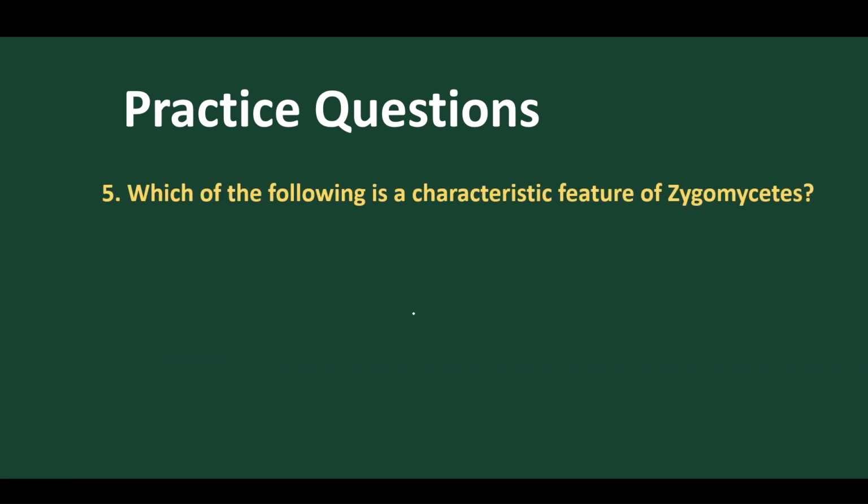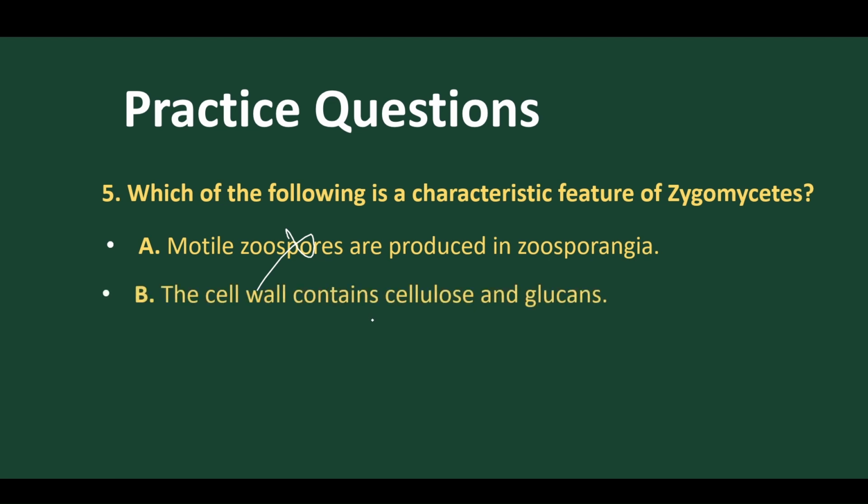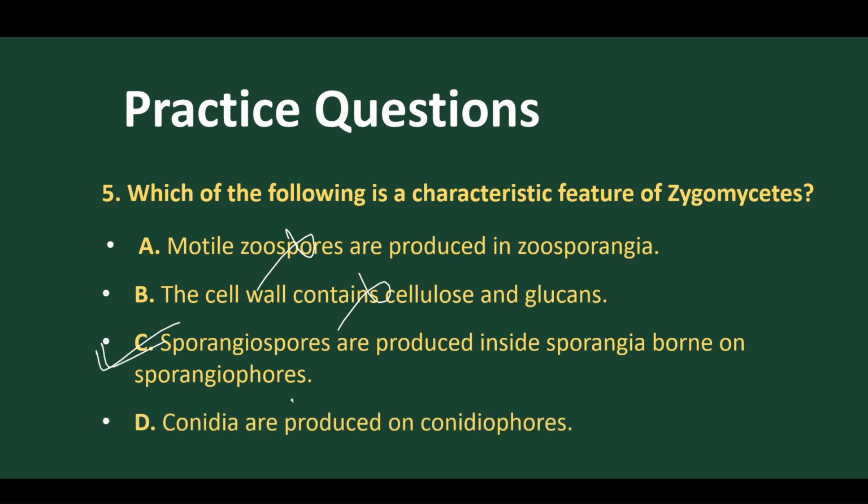And the fifth question, which of the following is a characteristic feature of Zygomycetes? Motile zoospores are produced, no. The cell wall contains cellulose, no. Sporangiospores are produced inside sporangia, yes, this is the correct answer. Sporangia, no. Got it? So we have discussed 5 questions.